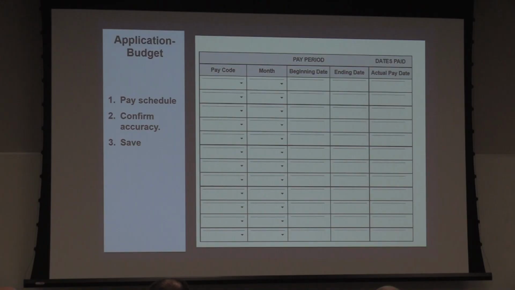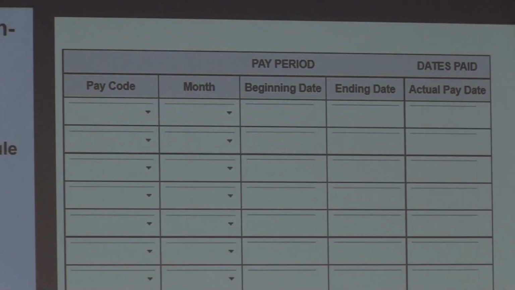Very important right here. This is what we call the pay schedule. Now on that first form we saw, the budget form, we indicated what our pay code is. How does your agency or organization get paid? So you already told us earlier on the first form, so you're just going to put it again right here. Then we're dealing with the month, the beginning date, ending date, and actual pay date. All of this is related to how you get paid.